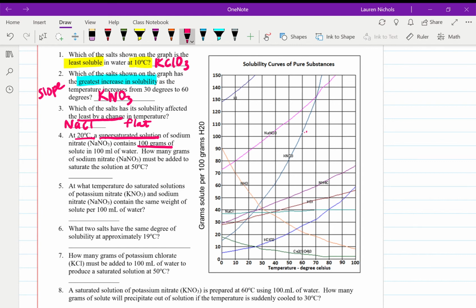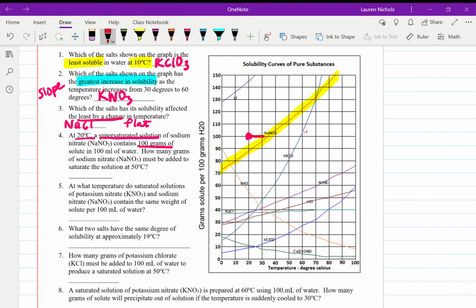So we have 20 degrees and it contains 100 grams. So that means our point is right here. Now remember, we are looking at the sodium nitrate solution, which is this pink line here. And they want to know, so it's supersaturated, right, because it's above, they've all dissolved it, and they want to know how much needs to be added at 50 degrees.